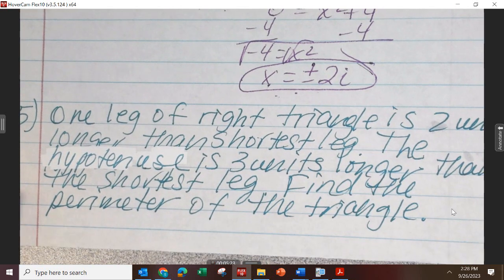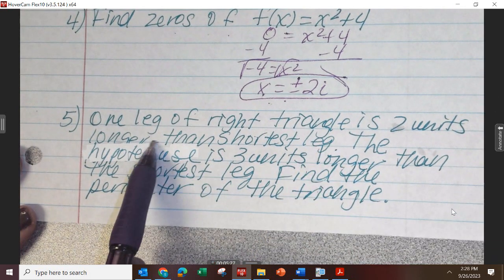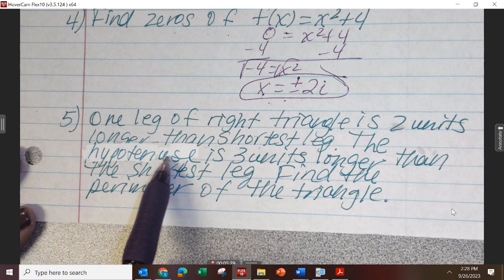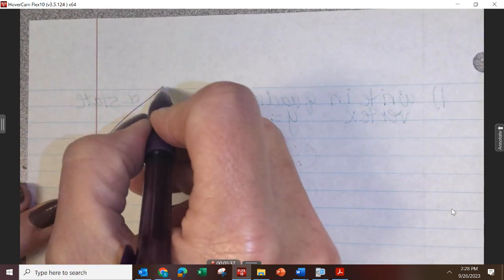All right, this last one, this was tough. It said one leg of a right triangle is 2 units longer than the shortest leg. The hypotenuse is 3 units longer than the shortest leg. Find the perimeter. All right, so we're going to have to draw a picture of a right triangle.